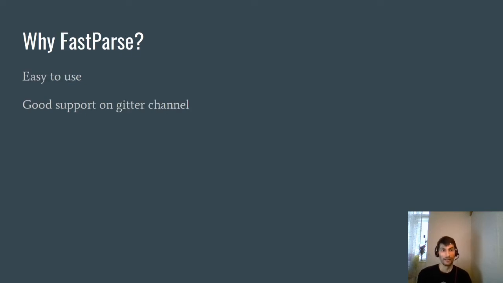And why did I choose fastparse and not, for example, parboiled or Scala parser combinators? I find it easy to use, well documented, and the support on the Gitter channel was also good, so it was quite a natural choice for me.